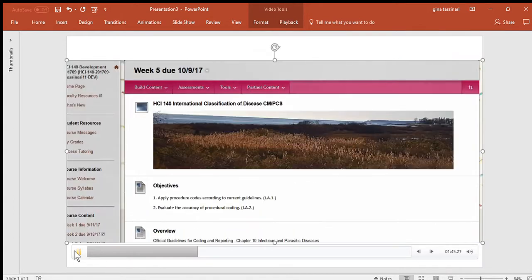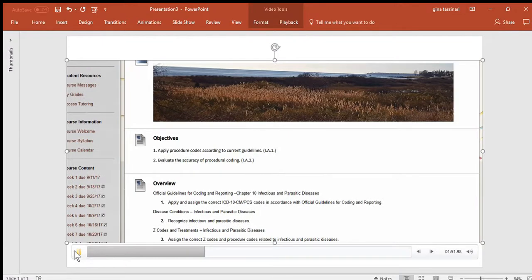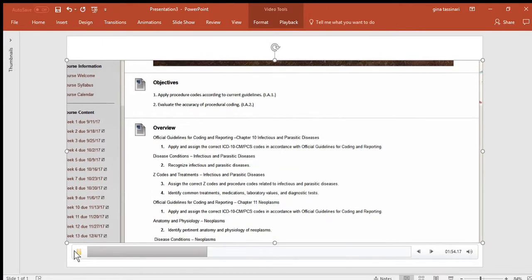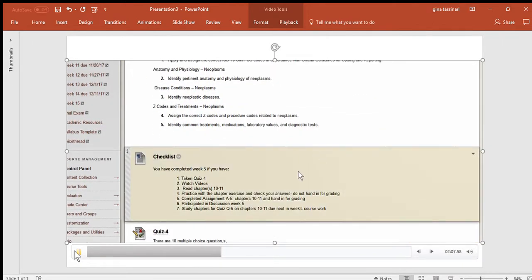Now you've watched the introductory video to the course space, and so here we are looking at week 5 in the course space. The objectives are listed, and then the overview is listed. If the overview speaks to a chapter, it is speaking to a chapter in your textbook. In the checklist, it speaks to the chapters in your textbook. So in this particular one, it says read chapters 10 and 11. Those are the chapters in your textbook.